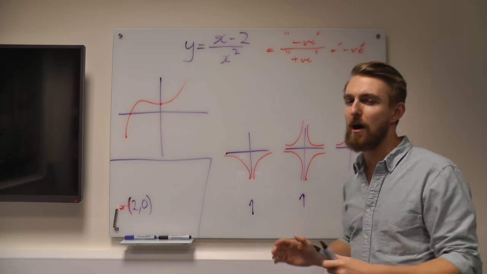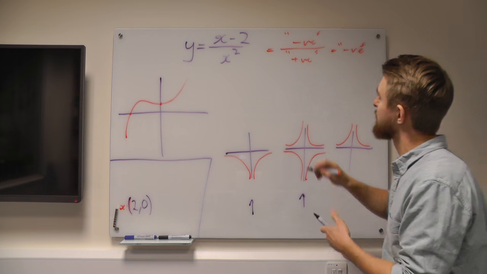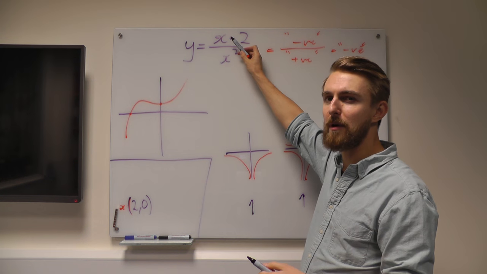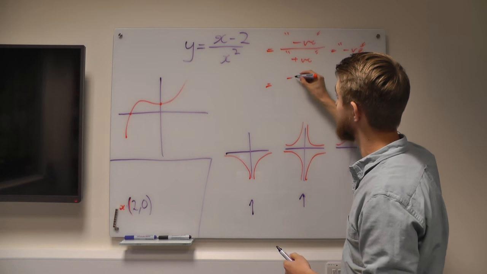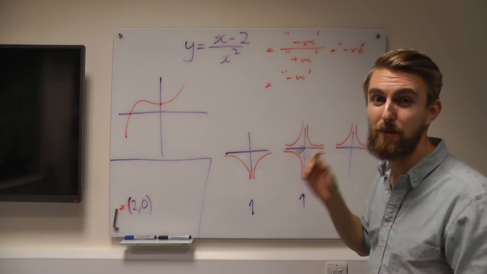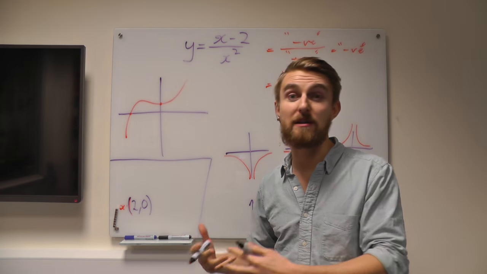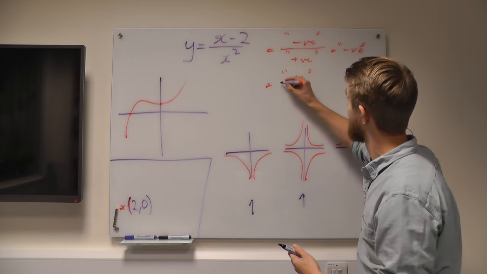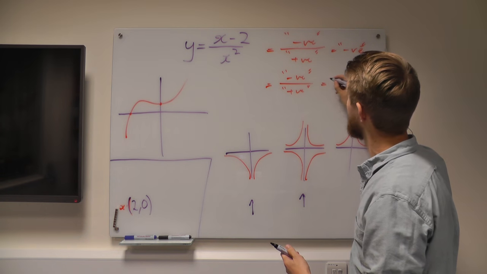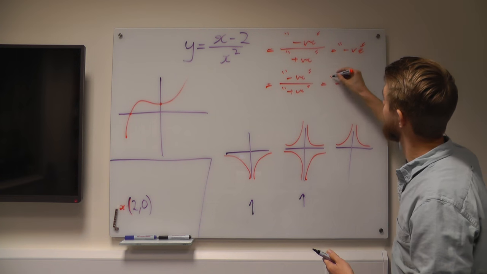So what happens when our value of x is just ever so slightly negative? We do the same thing again. What's a very, very small negative number minus 2? That's still going to be a negative number. And what is a very, very small negative number squared? Well, any negative number squared is going to be a positive number. So positive. Okay, so what we've got, once again, is negative divided by positive, which is negative again.